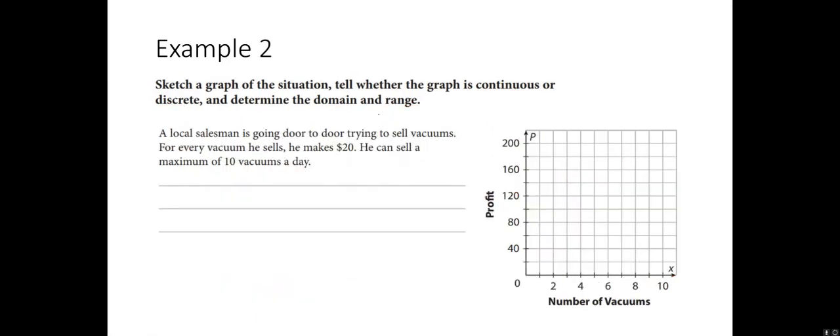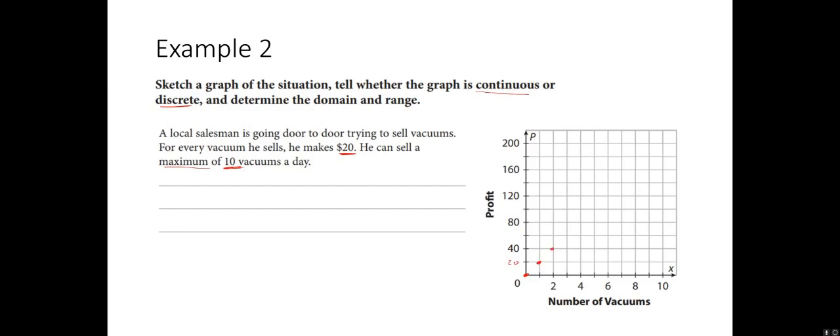All right, example 2, same situation. Continuous or discrete, those are our options, and determine domain and range. So a local salesman is going door to door, trying to sell vacuums. For every vacuum he sells, he makes $20. He can sell a max, that's something to notice, of 10 vacuums a day. Maybe that's how much he gets in his truck every day. Who knows? If he sells 0 vacuums, he's going to make $0. If he sells 1, well, 1 costs 20, and these jump by 20s. Okay. So he'll get there.